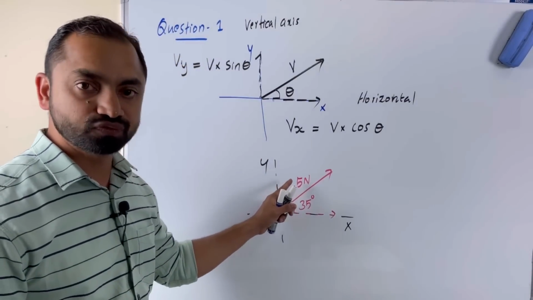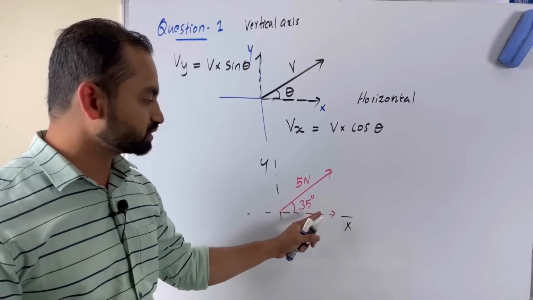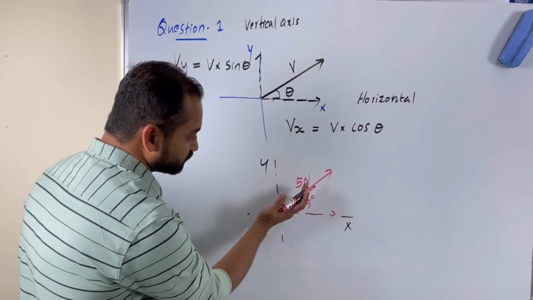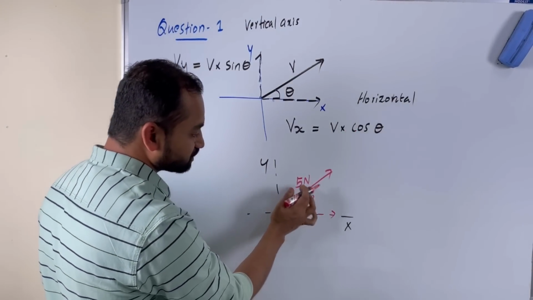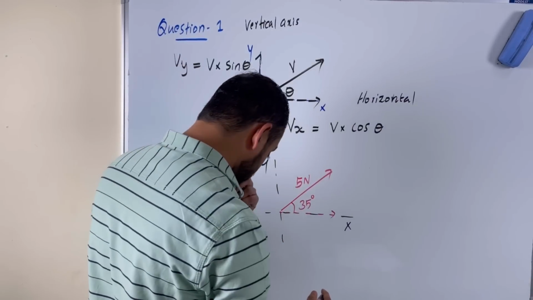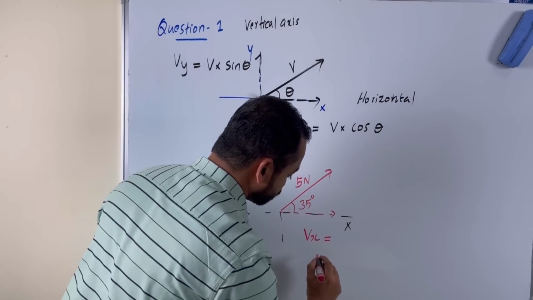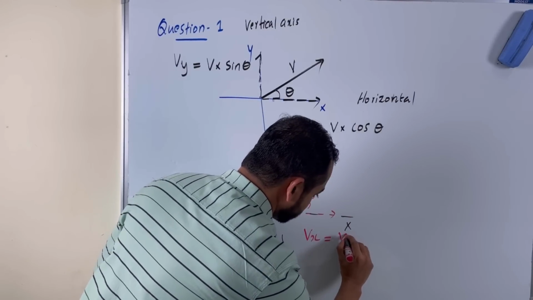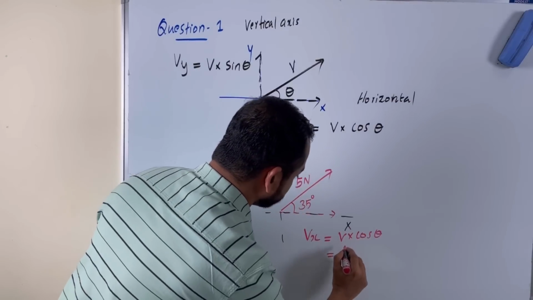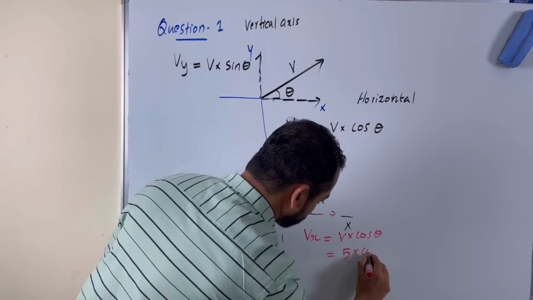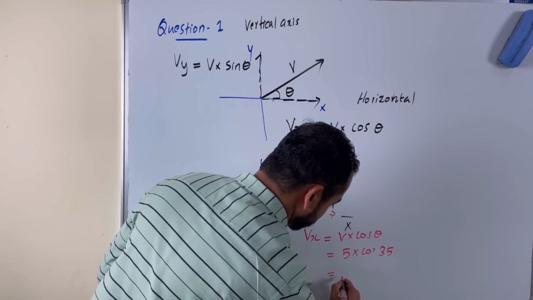This force, which is 5 Newton, is making an angle of 35 degrees from the x-axis, which means this 5 Newton force is acting along this direction. It is acting at an angle of 35 degrees from the x-axis. So how to calculate the x component Vx of this force? That is V multiplied by cos theta, that is the equation, right? What is the value of V? V is 5 multiplied by cos. What is the value of theta? 35. Now we will calculate.